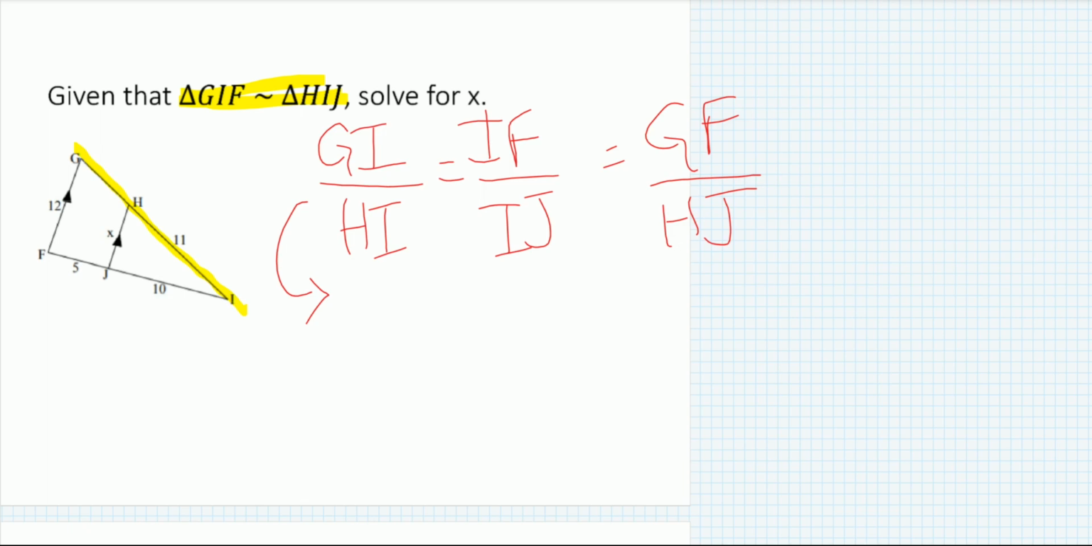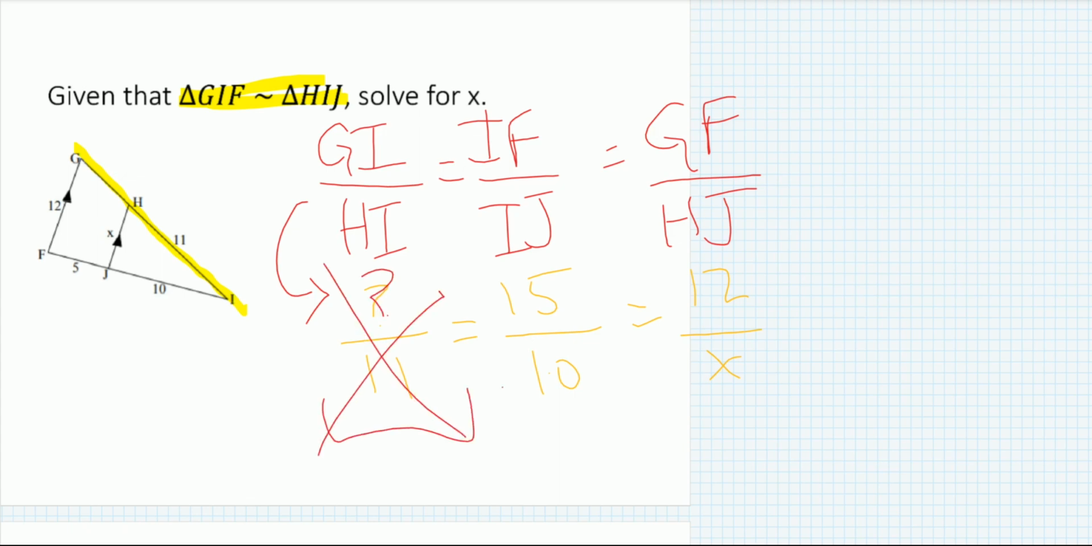So let's see, GI is going to be equal to no idea. HI is going to be equal to 11. IF is going to be equal to 15. IJ is equal to 10. GF is equal to 12. And then that one's equal to x. Since this proportion has a question mark in it, that means it's not helpful at all. So these two are the ones that are going to give me the answer.